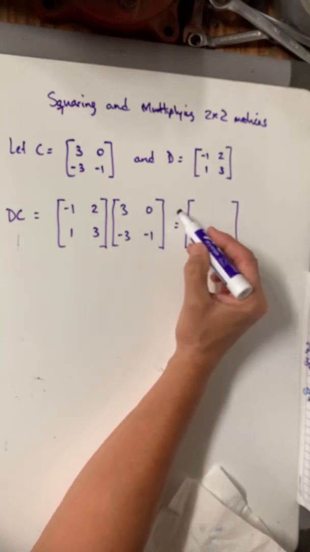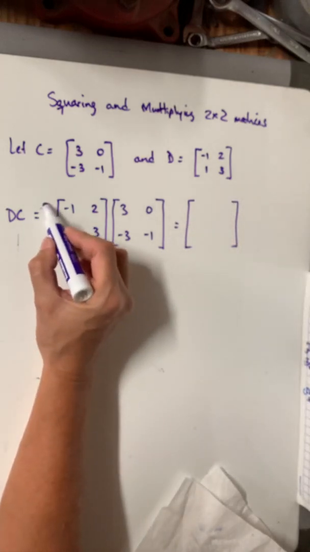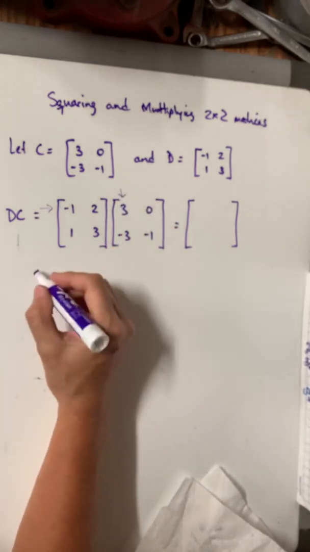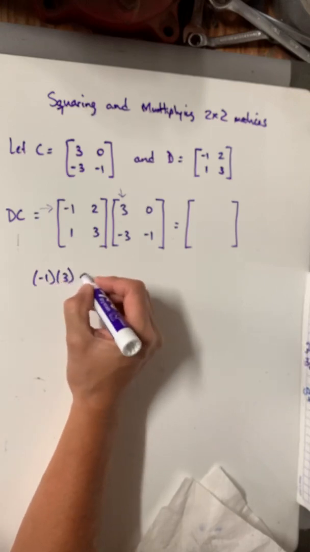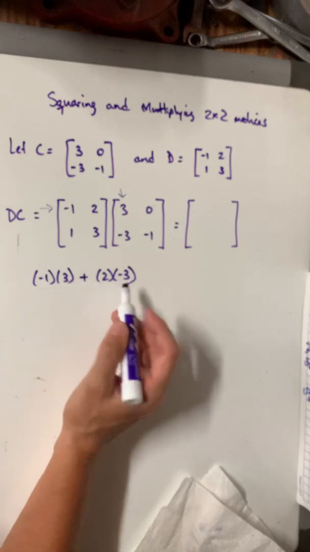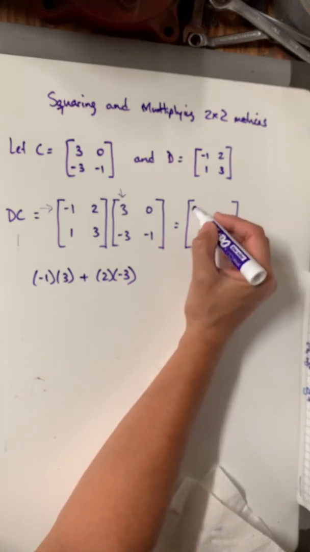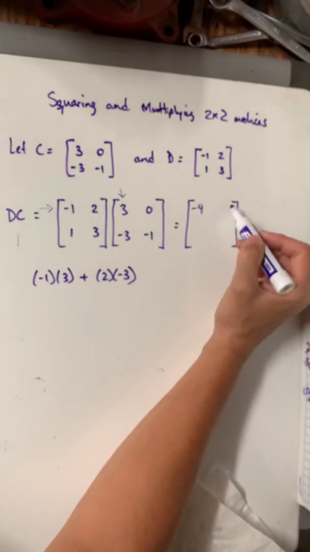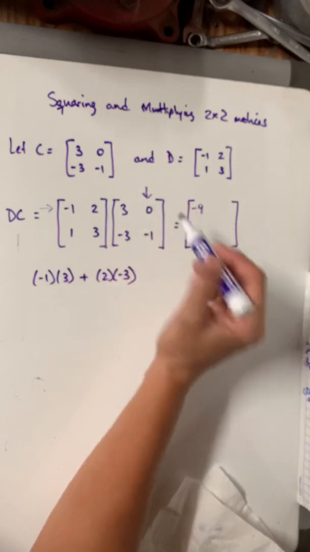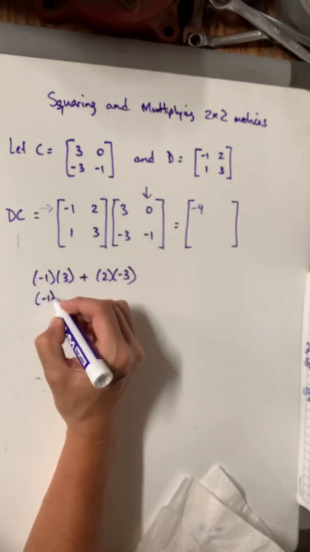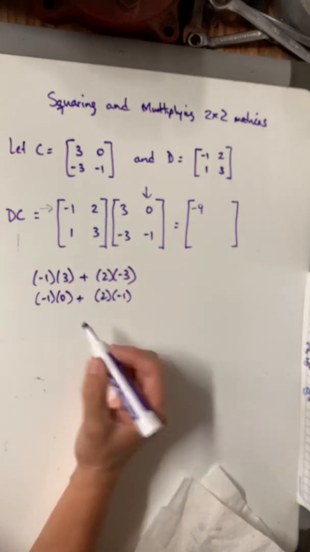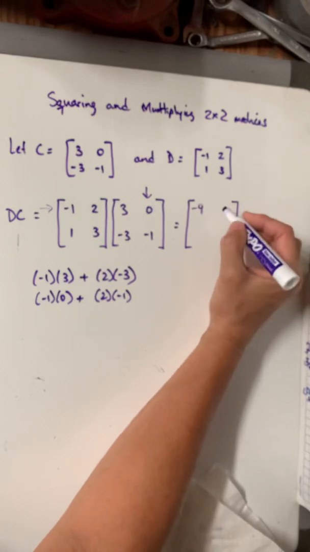This first position is the first row, first column. So I'm going to do first row with first column, and I'm going to get negative 1 times 3 plus 2 times negative 3. So that's negative 3 and negative 6 is negative 9. This position is the first row, second column. So I'm going to do first row, second column, negative 1 times 0 plus 2 times negative 1. 0 minus 2 gives me minus 2.